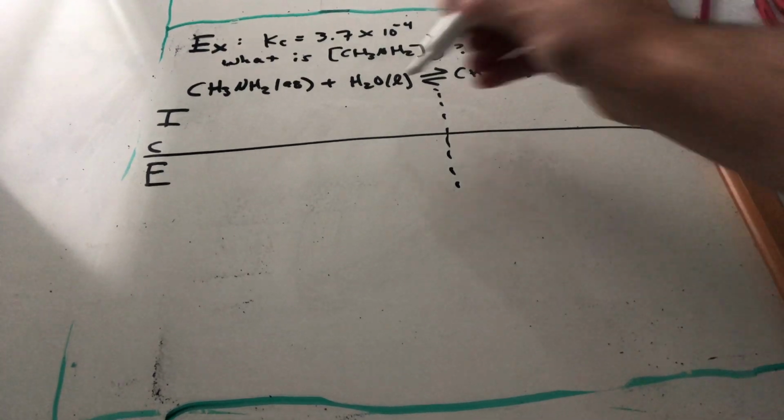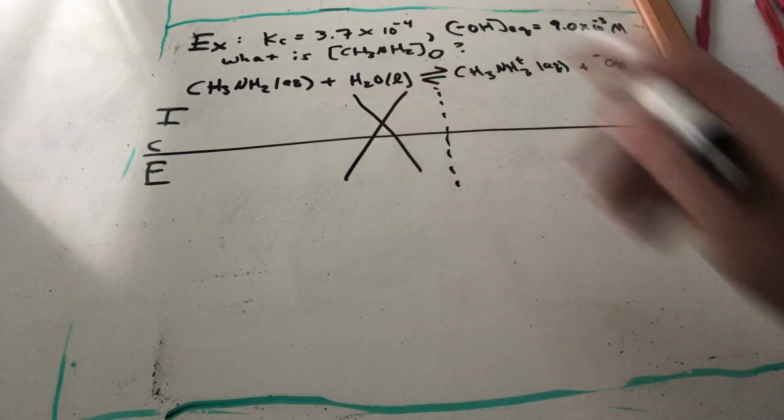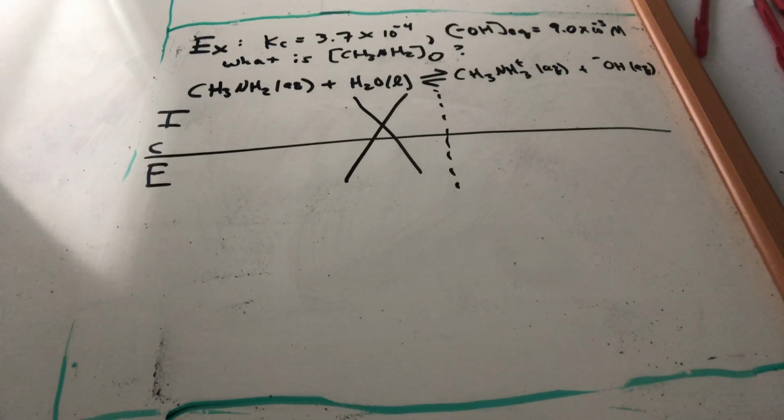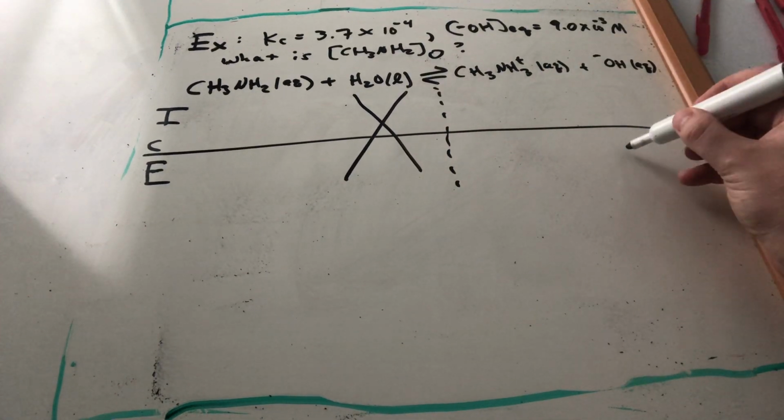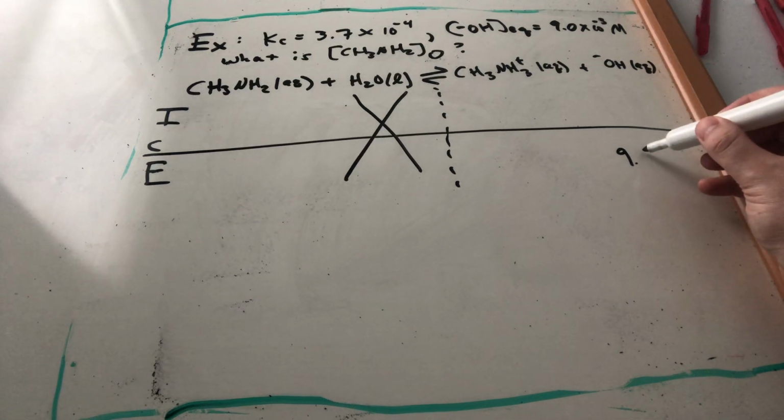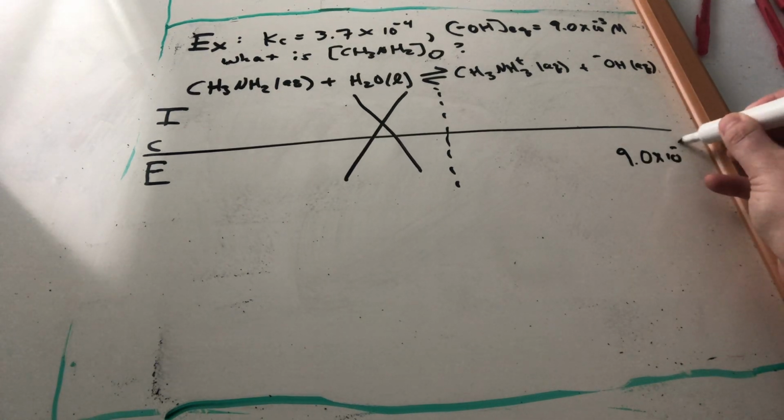Right off the bat, we know we can get rid of H2O liquid. We know that right away. We're going to put a big X there. We know it's not going to affect our equilibrium calculation. As we read the information that we're given, we're told that the equilibrium concentration for OH minus is 9.0 times 10 to the minus 3.